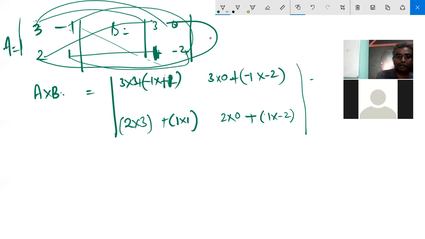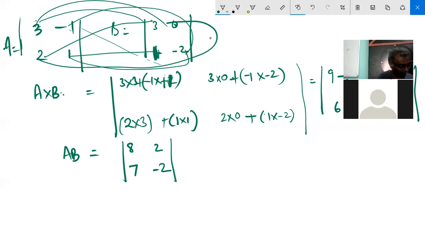Okay, you get this matrix. Then 3 into 3 is 9, minus 1 into plus 1 is minus 1. Then 3 into 0 is 0, minus into minus plus, it is 6 plus 1. This is 0 minus 2. That is equal to 9 minus 1 is 8, 0 plus 2 is 2, 6 plus 1 is 7, minus 2. This is the AB.